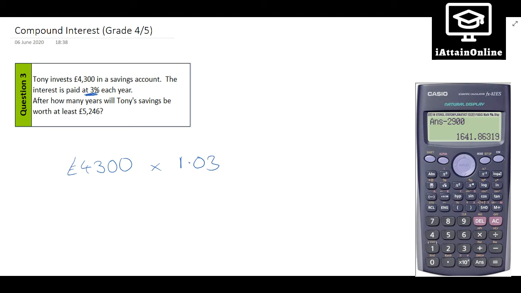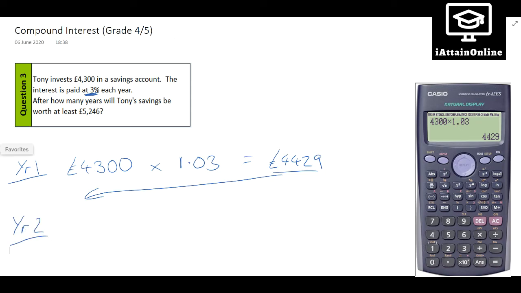So in our calculator, we might as well make a note of that's year 1. We're going to do 4,300 and times that by 1.03. So at the end of the first year, he has 4,429. Now, you could write this out again and then times it by 1.03, but your calculator has this function where it stores the most recent answer.